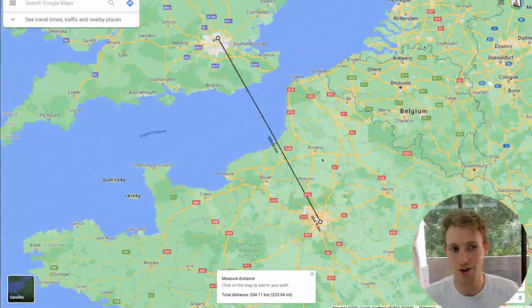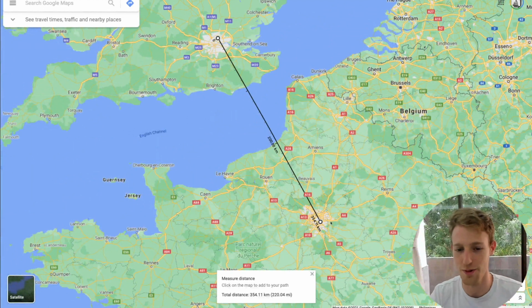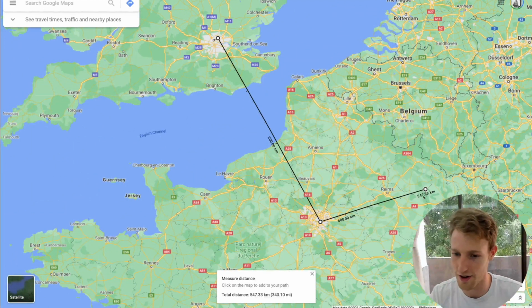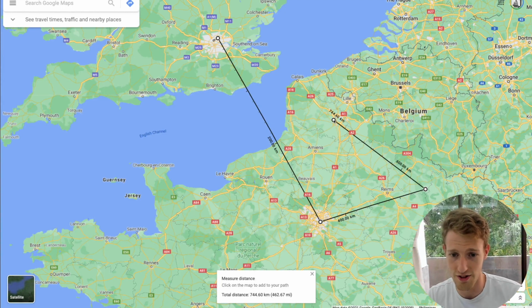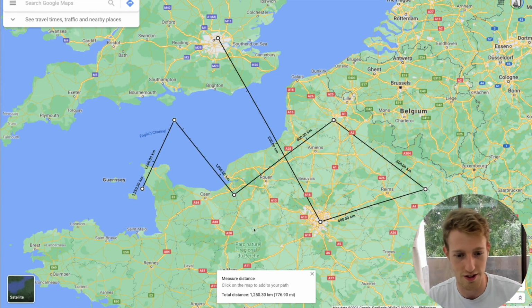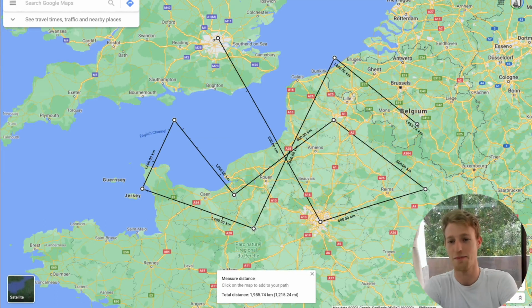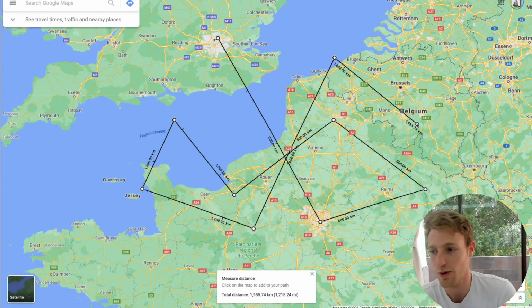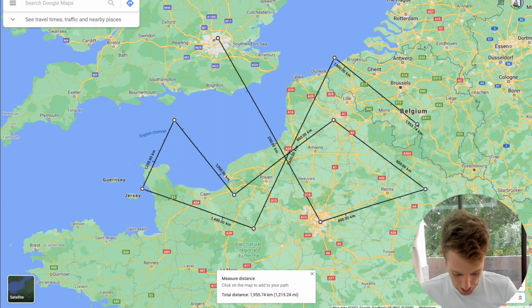Now, how does a computer work out this? How does a computer work out, if I add another point, that the total distance is now, I think, 547? I can keep adding points and you can see how the distance changes as I move around, probably making a cool shape. But how is it working out what that distance is? That's what we're going to be looking at.